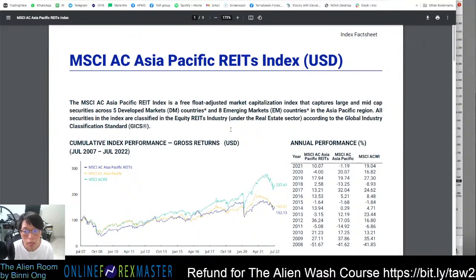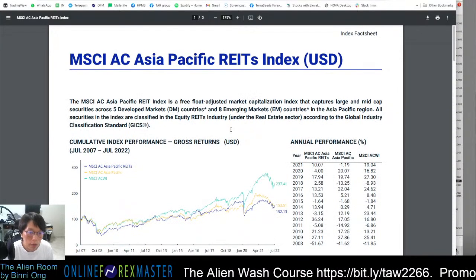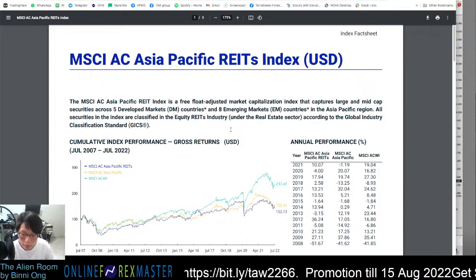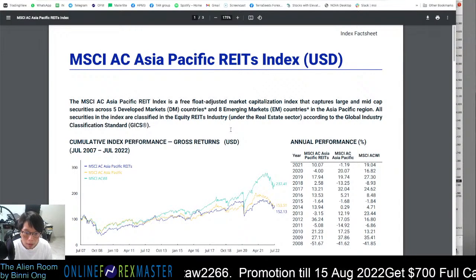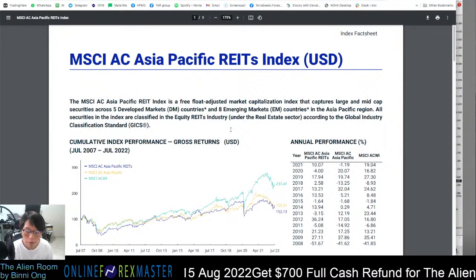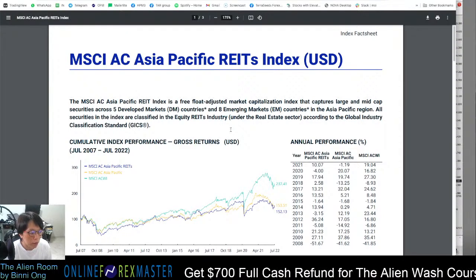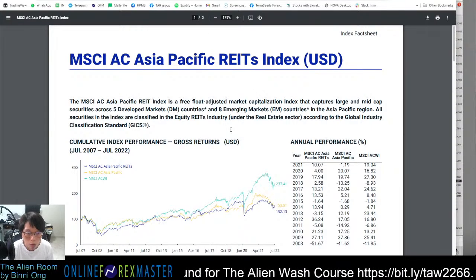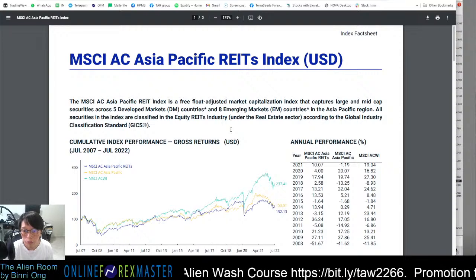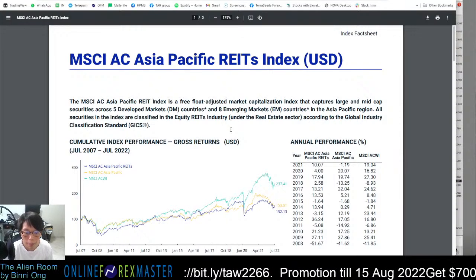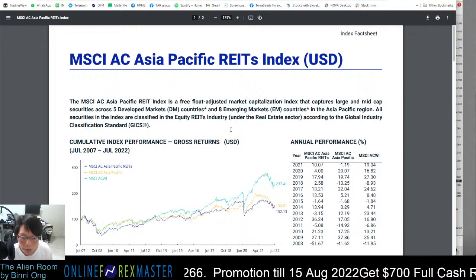One of the key indexes for looking at Asia Pacific REITs, and I'm not talking about US REITs, because the returns for Asia Pacific REITs and US REITs are a little bit different in terms of dividend yield. So as a whole, the key index to follow is the MSCI Asia Pacific REITs. But it doesn't really have a lot of charts.